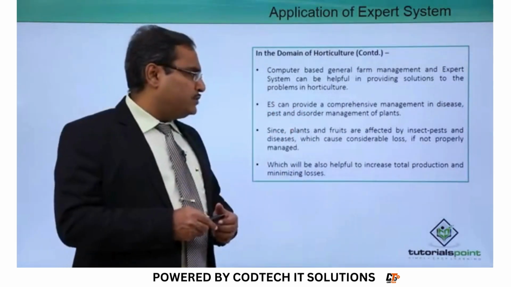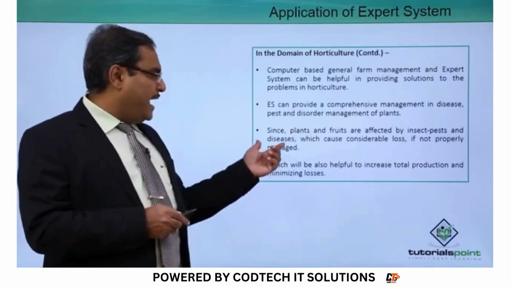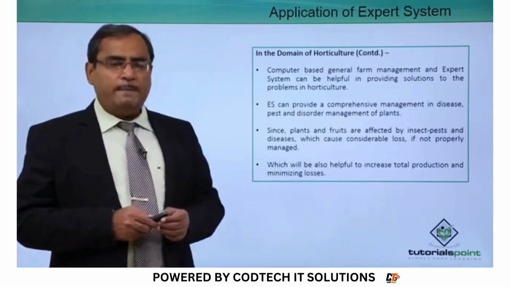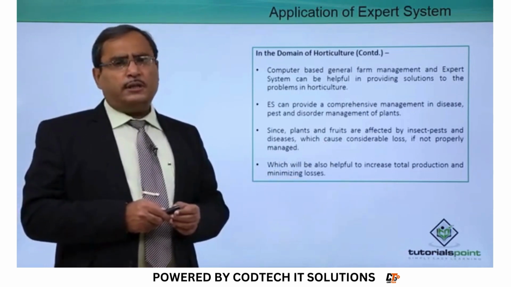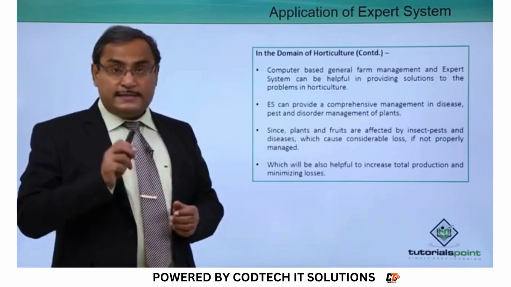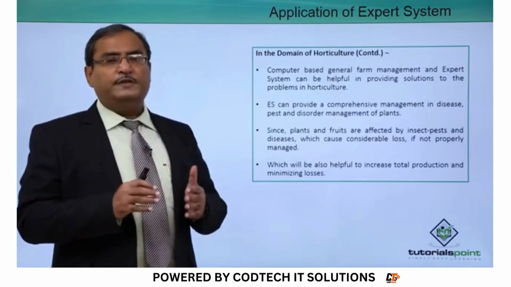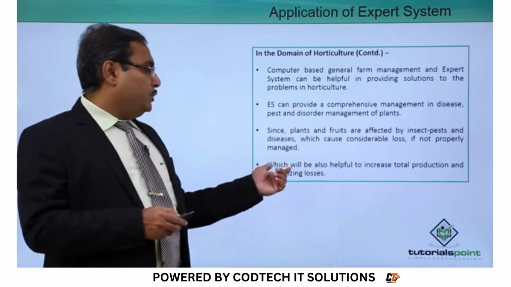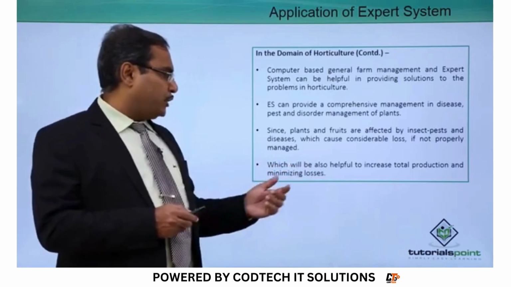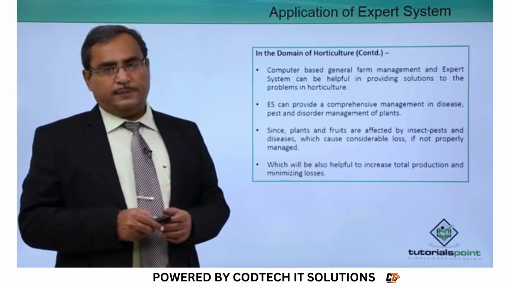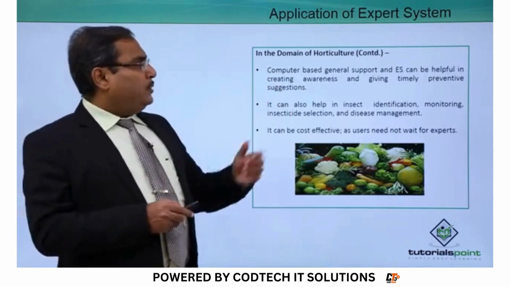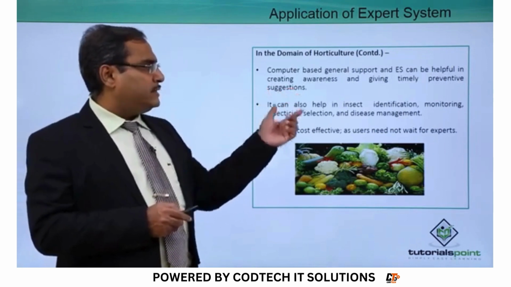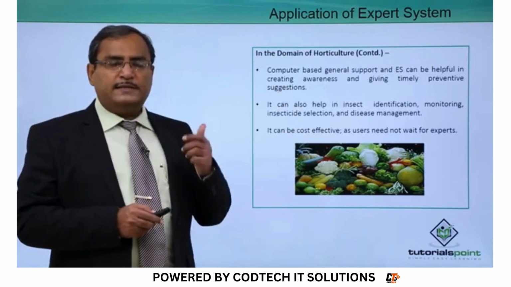Since plants and fruits are affected by insect pests and diseases which cause considerable loss if not properly managed, and in some locations there might be some tendency which is seasonal, in those cases obviously we must not be reactive, but we should remain proactive, which will also be helpful to increase total production and minimize the respective losses. Computer-based general support and expert system can be helpful in creating awareness and giving timely preventive suggestions.